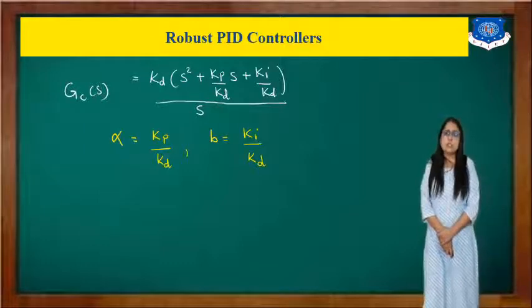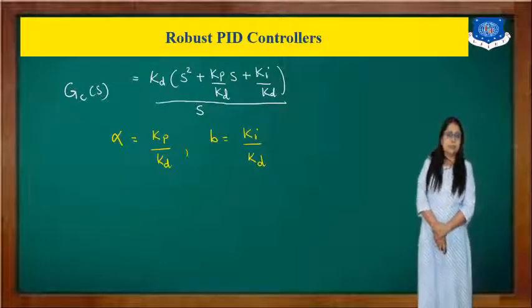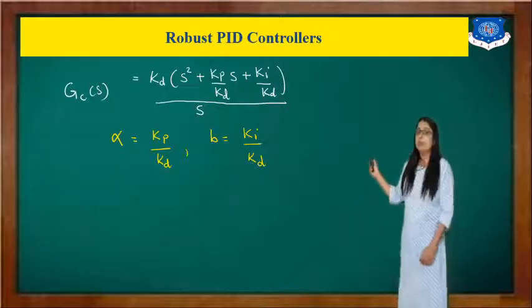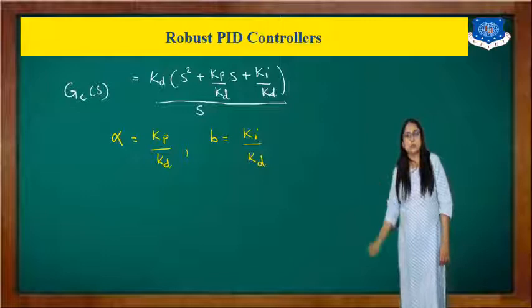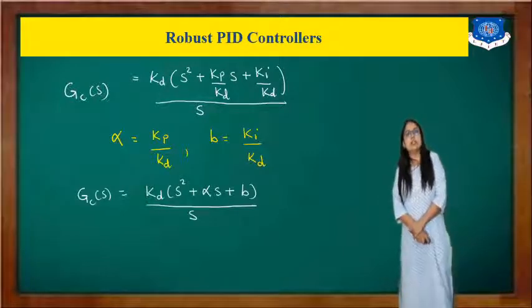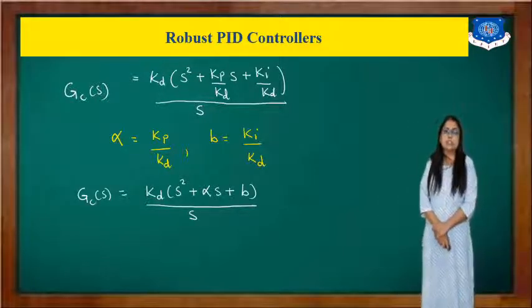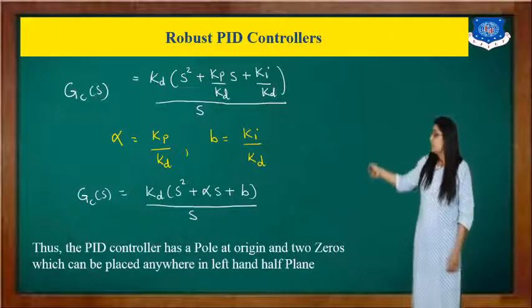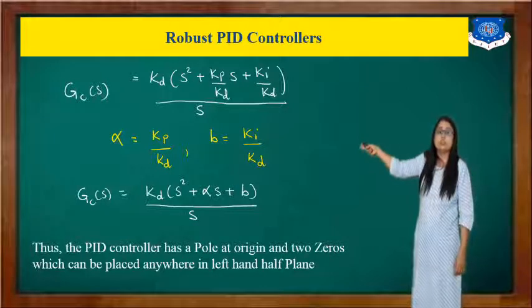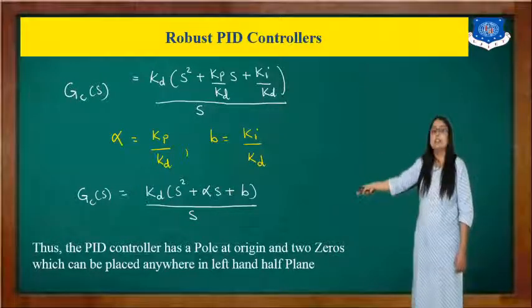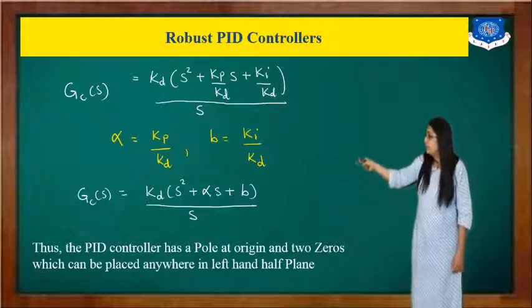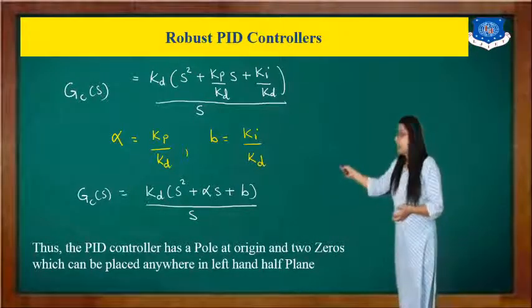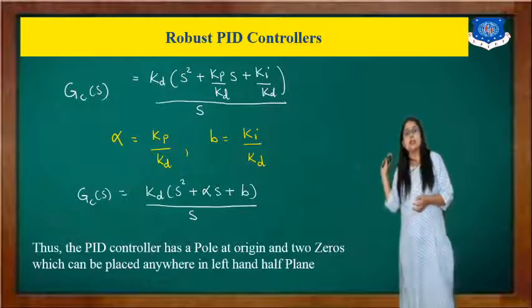Now you choose some constants, alpha equal to Kp by Kd, and B equal to Ki by Kd. Instead of B, if you want to write beta, that is okay. Now you write Kd times s square plus alpha s plus B, divided by s. So from this equation we can say that we have two zeros and one pole at the origin. But definitely these two zeros are on the left hand side of the s-plane, because here we have s square plus alpha s plus beta.